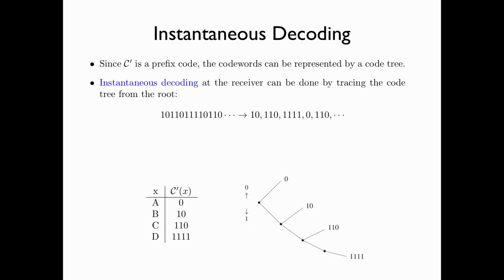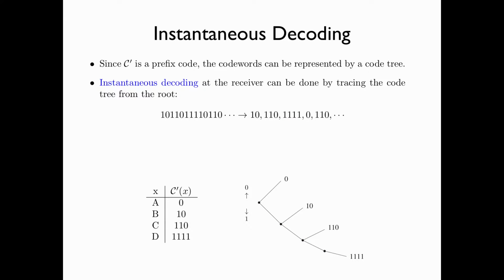Now the next symbol received is 1, so we go down. The next symbol is 1, so we go down. The next symbol is 0, so we go up. And then we reach another code word, 110, and we put a comma there. Now the next received symbol is 1, so we go down, 1, go down, 1, go down, and 1, go down. Here we reach another code word 1111, and we put a comma.